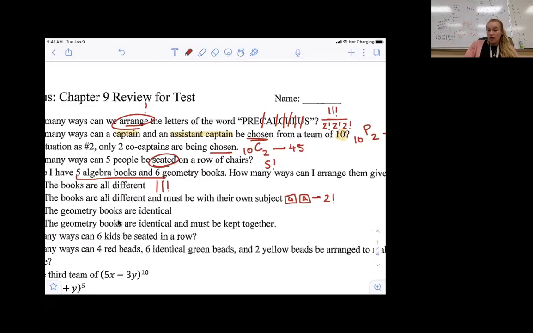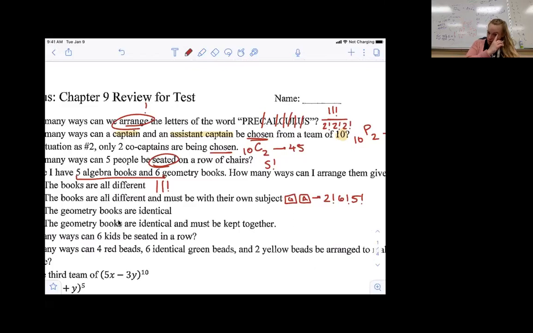Now, within those 2 things that I'm organizing, I can rearrange the books as much as I want. So then within my geometry, I have 6 books that I'm arranging. So that's 6 factorial. And then within my algebra, that's 5 books I'm arranging. So that's 5 factorial. So this goes 2 factorial times 5 factorial times 6 factorial in whatever order. It's multiplication. It doesn't matter. Okay. There's no repeats, nothing. So I'm going to not divide by anything.